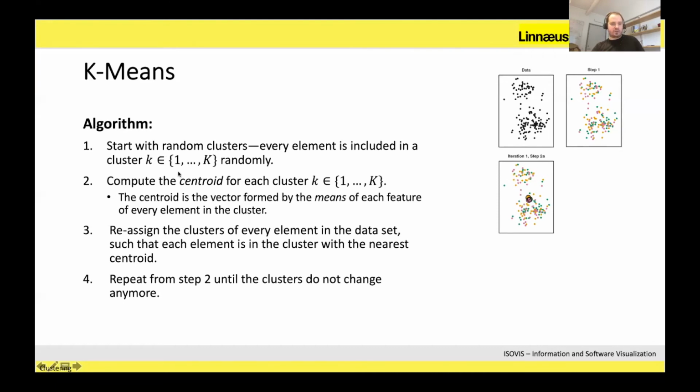Then what we do, for the second step, is compute the centroid for each cluster. The centroid is the vector formed by the means of each feature. So in this case, this data set has 2 features, right? Because that's what we're looking at in the pictures, just X and Y. They're just 2D points, just for simplicity. Or else how could we visualize this? It's going to be much harder to visualize.